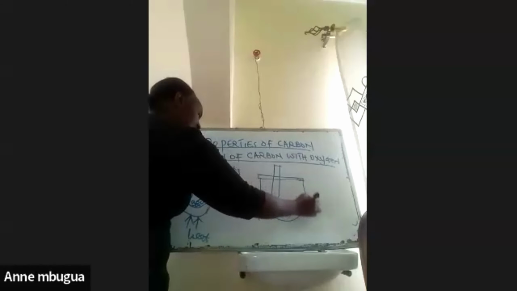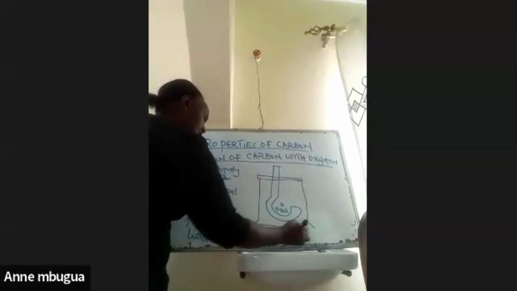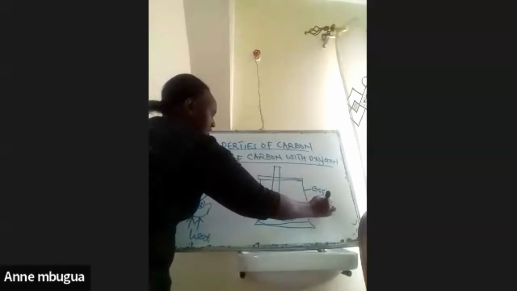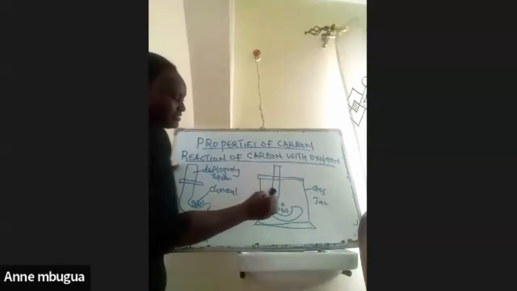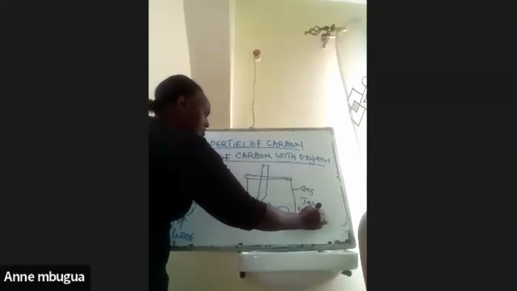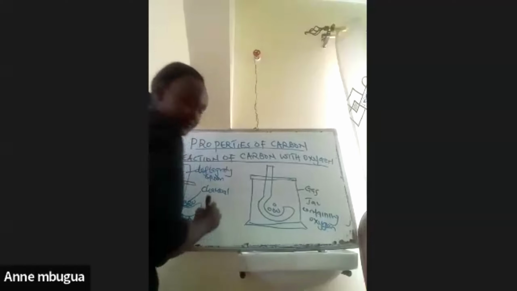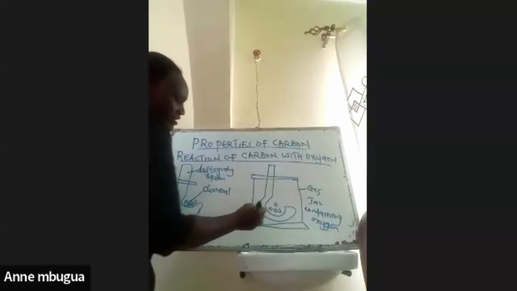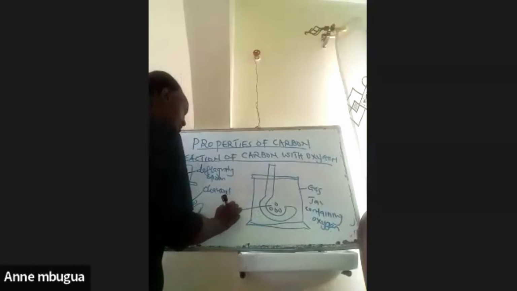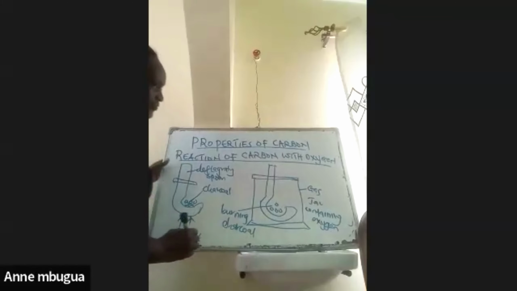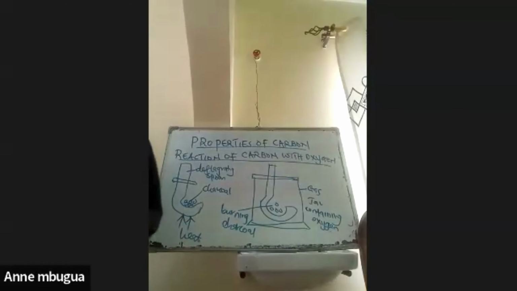I have the gas jar here, and inside this gas jar it contains oxygen. And we bring in our burning charcoal. And this is the first kind of question you may expect from such a diagram.